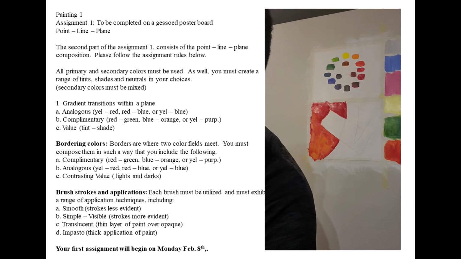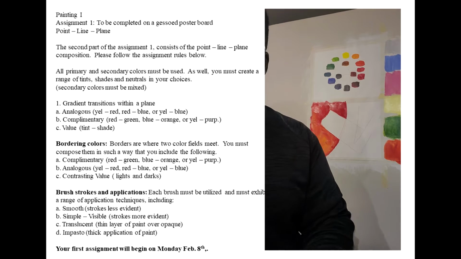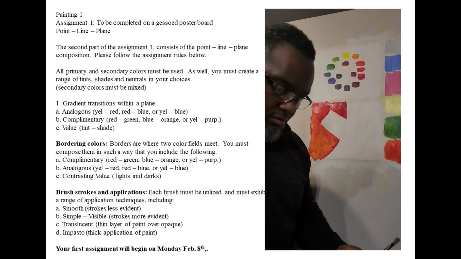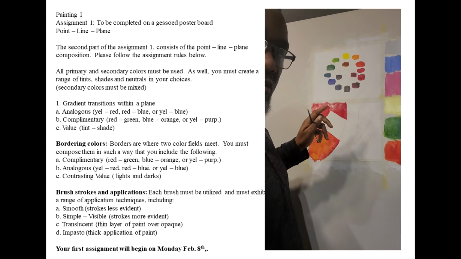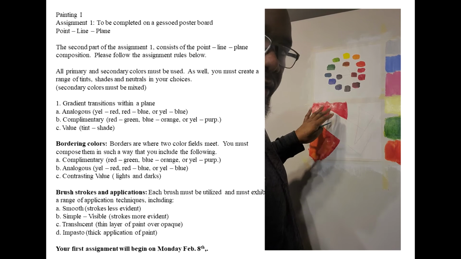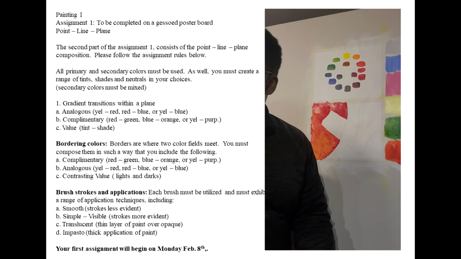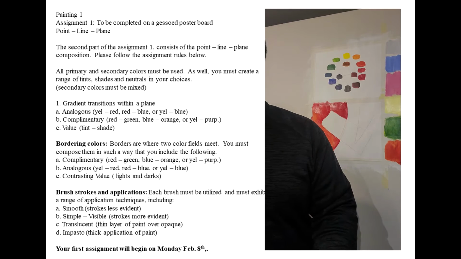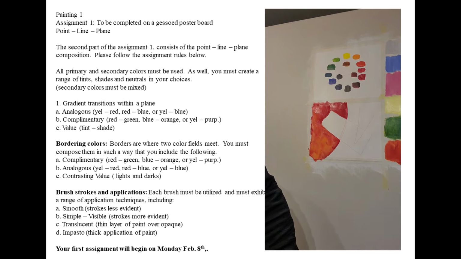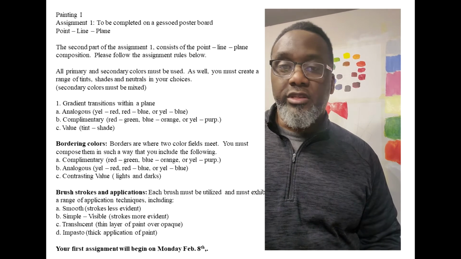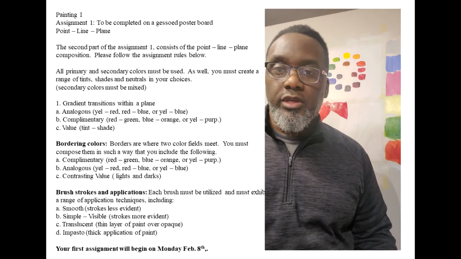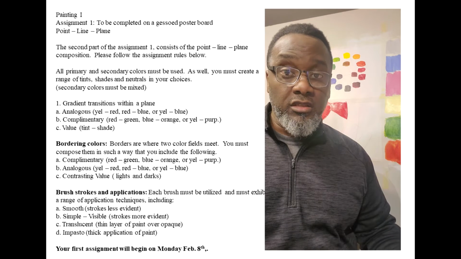All right, so now I'm going to find an area where I can begin to make some connections with this red and red-orange. On my assignment sheet, I have to have bordering colors that are complementary, a bordering color that is analogous, and then a bordering color that has some sense of a change in value.